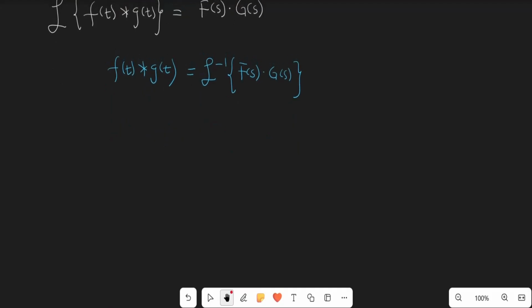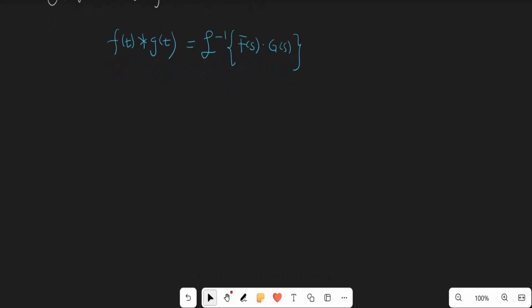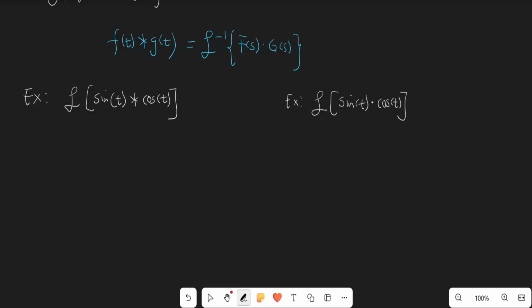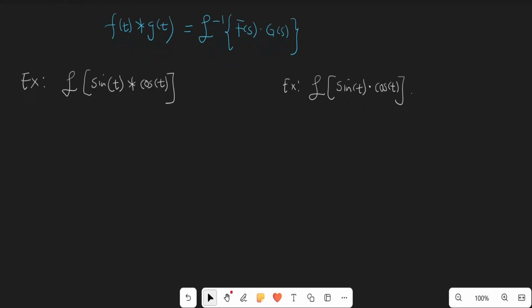So now let me use it to do something fun before we wrap up the video. With this one, let's look at these two examples. Let's say you want to find the Laplace transform of something like this. So let's say sine of t convoluted with cosine of t, like this. And now the second one, let's say another example here, we are going to find the Laplace transform of sine of t multiplied by cosine of t. The two are different. You have to be careful. The two are different here.